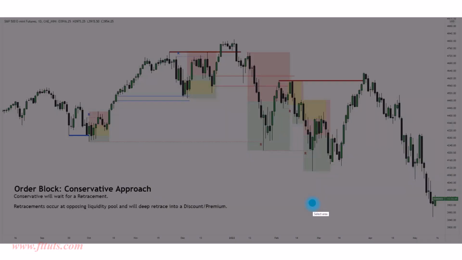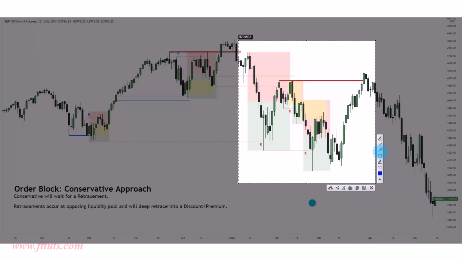But since we're focusing on the conservative approach here, we have an order block being printed here. So what we're going to do is wait for a swing low to offer retracement. So the opposing liquidity pool here will offer retracement into that order block. So that's the conservative approach. Waiting for a swing low to offer that retracement into the last up candle.